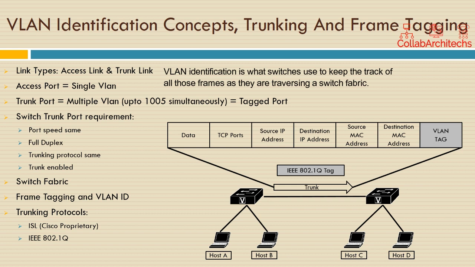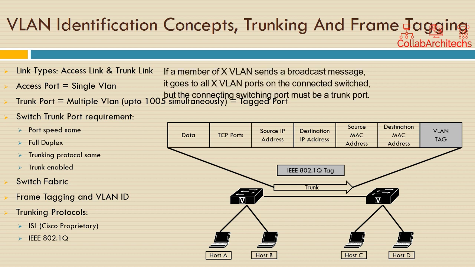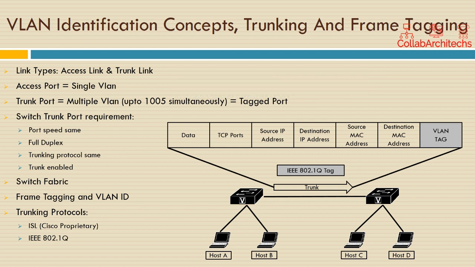VLAN identification is what switches use to keep track of all those frames as they are traversing a switch fabric. It is how switches identify which frame belongs to which VLAN. If a member of X VLAN sends a broadcast message, it goes to all X VLAN ports on the connected switch. But the connecting switch port must be a trunk port.